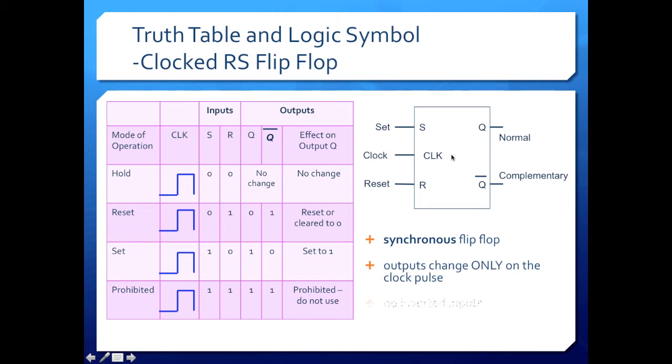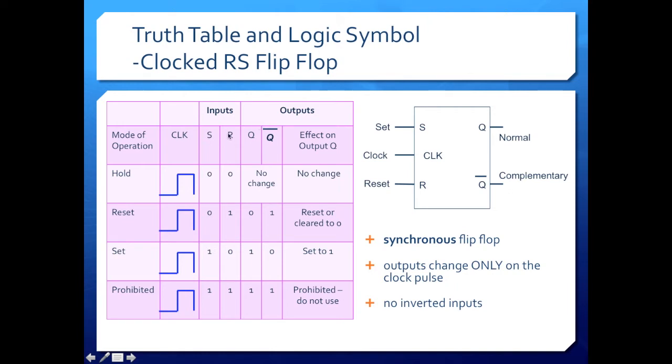The other thing you should notice is there are no inverted inputs. S doesn't have a hollow circle or an inverter, neither does R. And what that means is it actually creates a nice, simple, intuitive looking truth table on the left here. So let's look at that now.